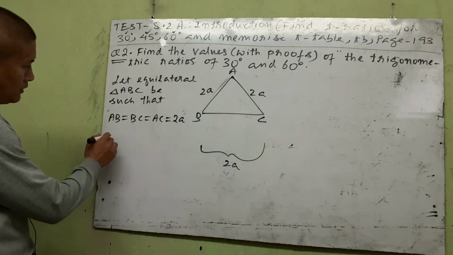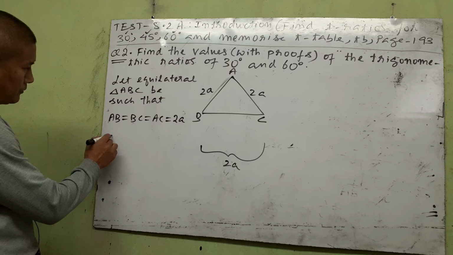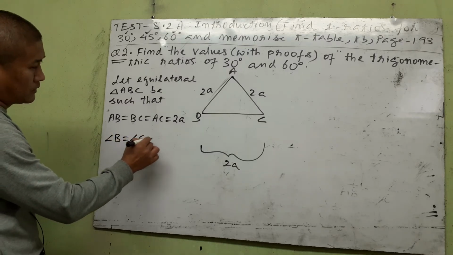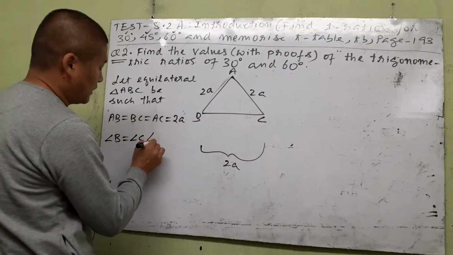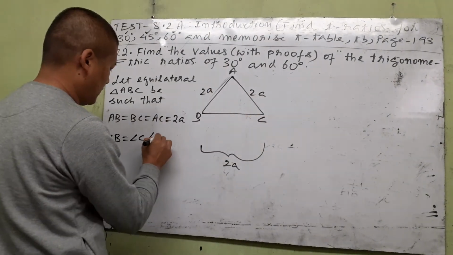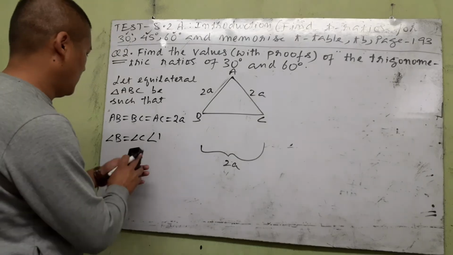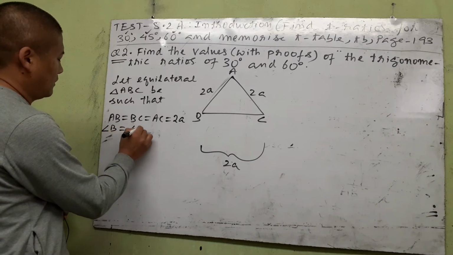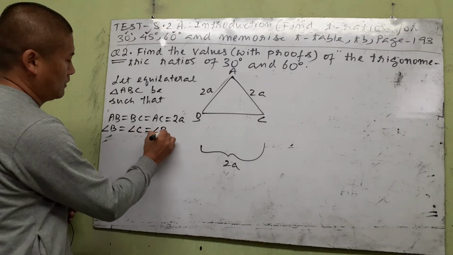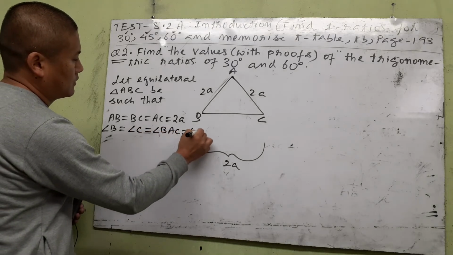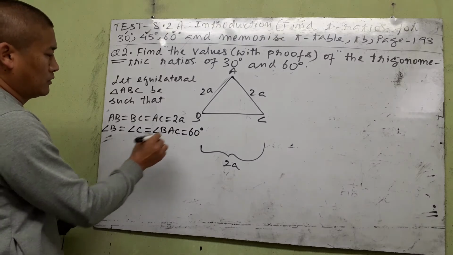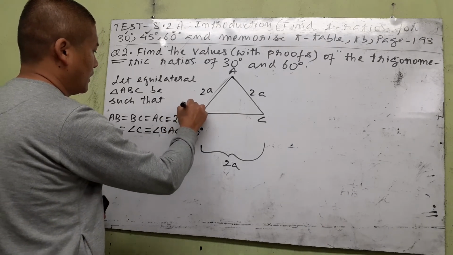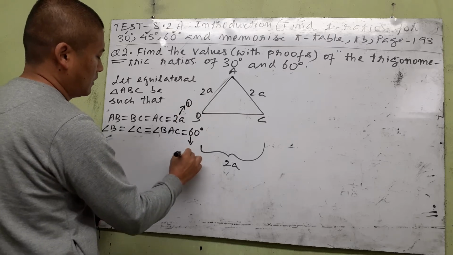And then another condition of an equilateral triangle is that the 3 angles are 60 degrees. So angle B and angle C here, 60, and the third angle is BAC. Angle B equal to angle C equal to angle BAC, all of them 60 degree. This is equation number 1, let us say, and this is equation number 2.